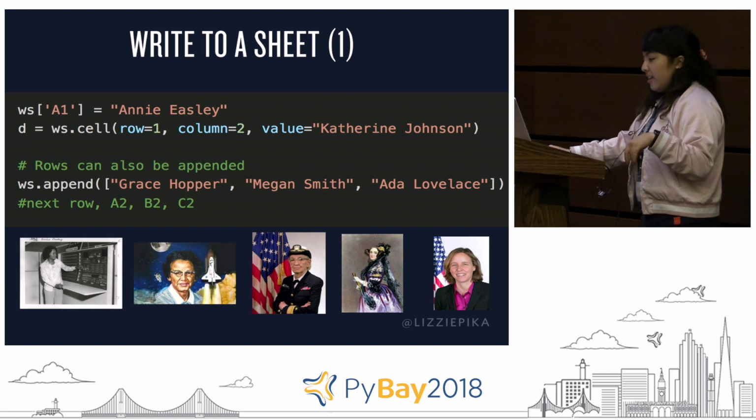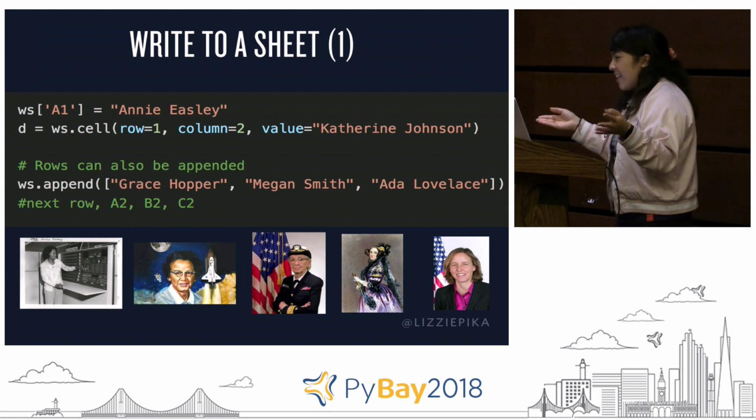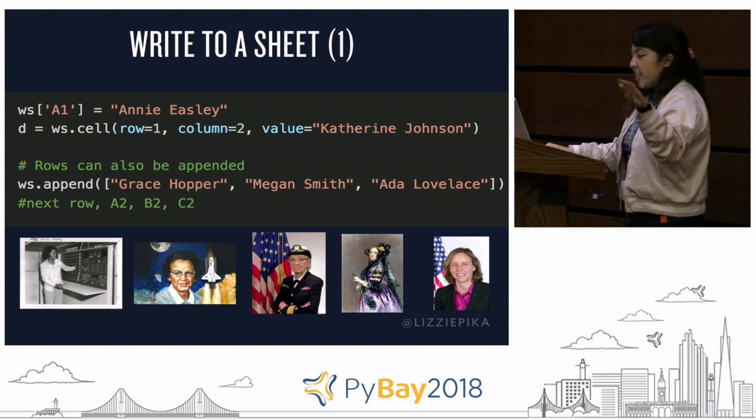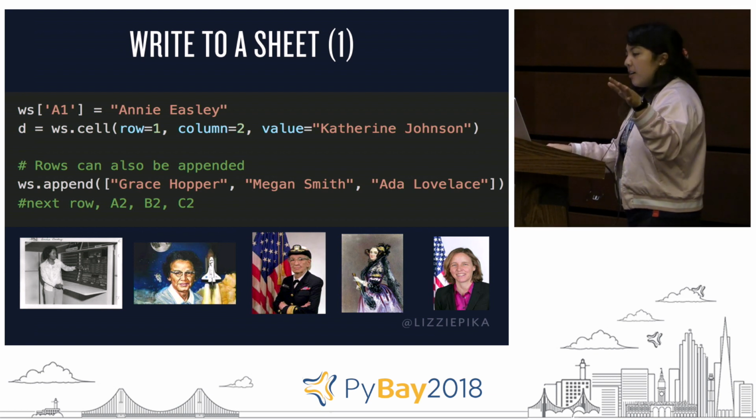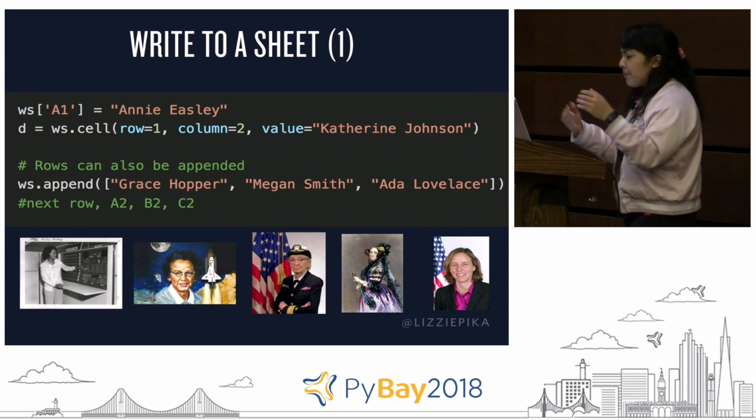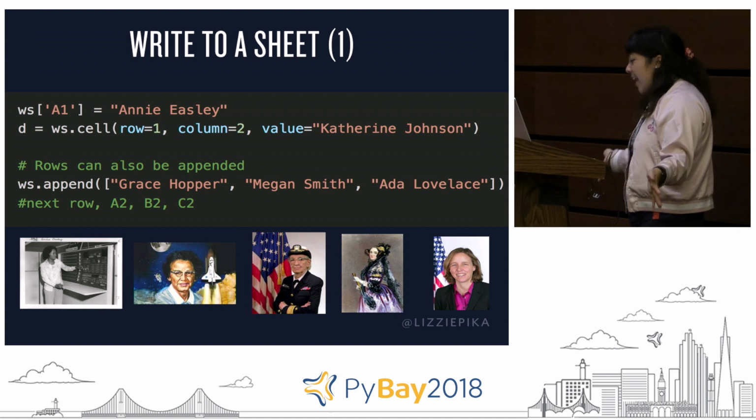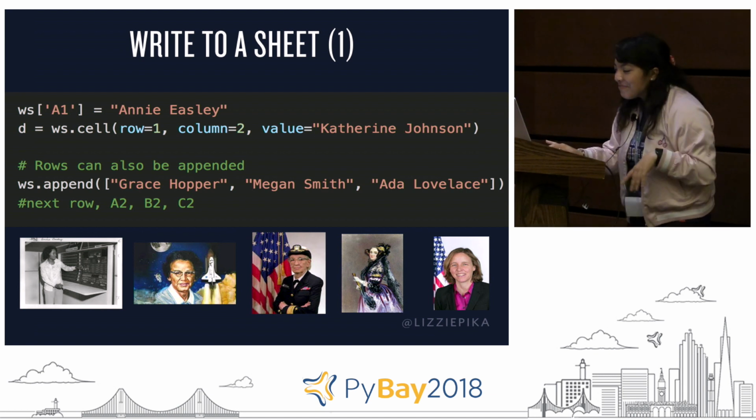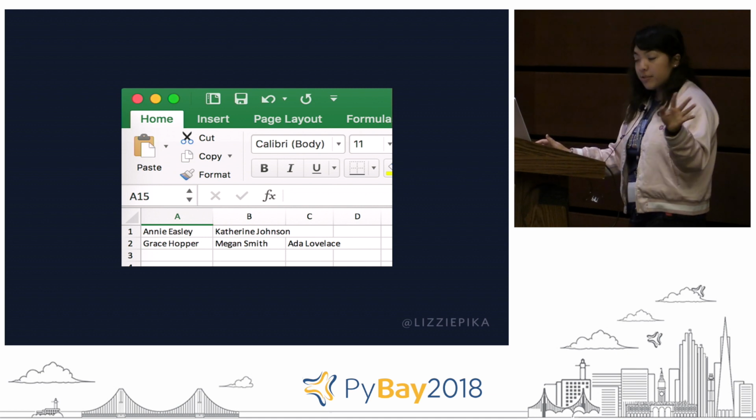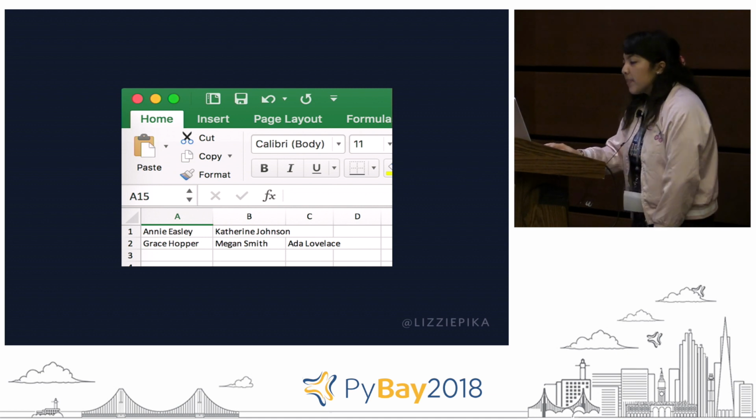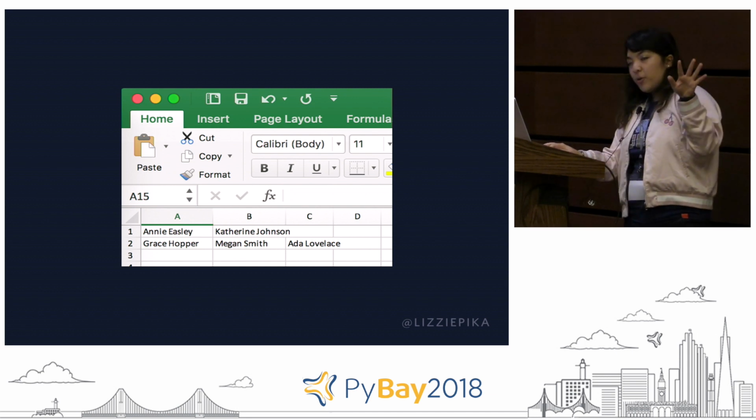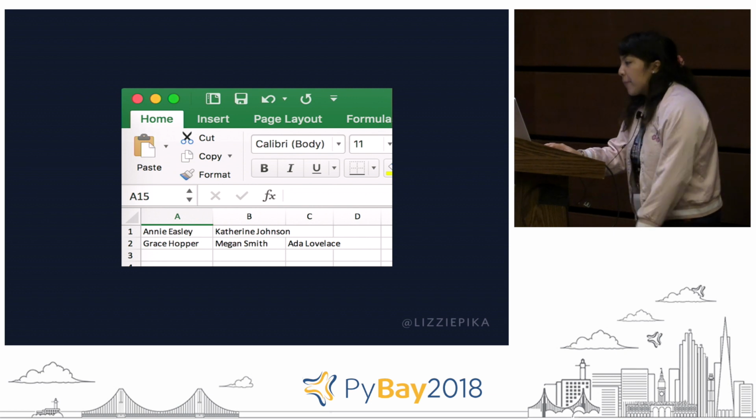And then let's say that's kind of tedious even for Python. You can pass an array and append it to the sheet. So the next row, second row, which has cells A2, B2, and C2, will be assigned other famous women in tech. I kind of love this slide. Okay. And that is what you would get in your Excel sheet. Annie Easley in cell A1, Katherine Johnson in cell B1, and the array in the second row.